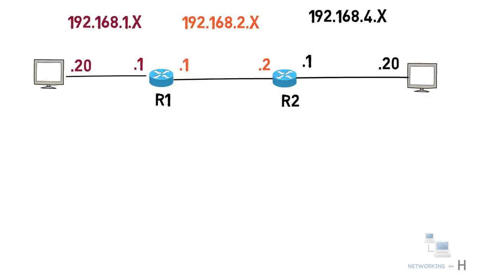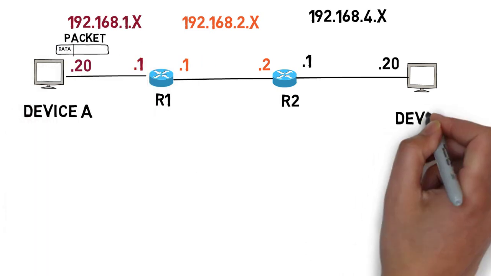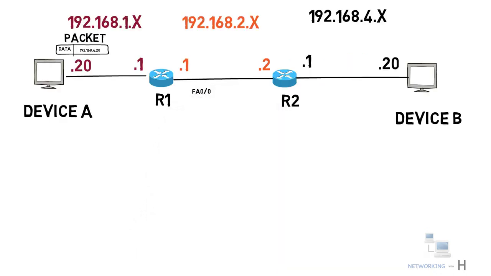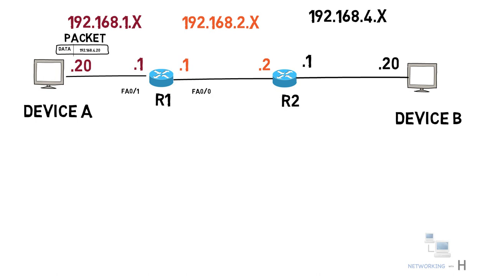Let's take a closer look into the router routing and packet forwarding process. Device A sends an IP packet to device B, which has the address 192.168.4.20. Such a packet includes the destination IP address of device B in the packet header. Routers have ports, or more precisely interfaces, that are interfacing with other network devices. Interfaces connect the links that are used in packet forwarding. When a packet comes into R1 on interface FA0/1, that is the ingress interface.